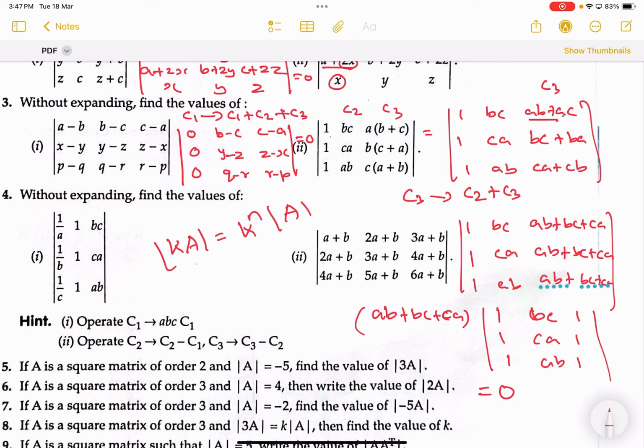So listen to what I have done. C2, C3 I added and I put it in either C2 or C3. Clear? Ma'am, it will be AB plus BC plus CA into 0, which will be 0, right? This is actually AB plus BC plus CA into the determinant value, which is 0. That's why it is 0. For the first one, we multiply the entire thing with ABC.